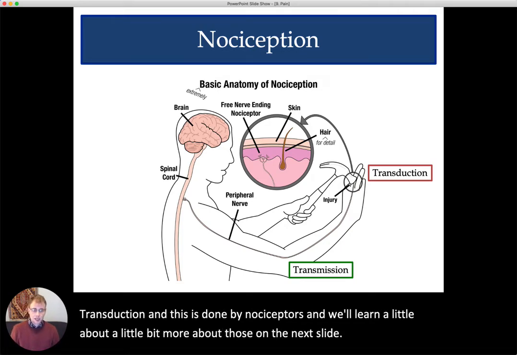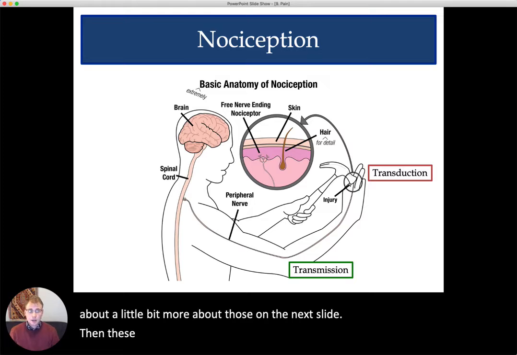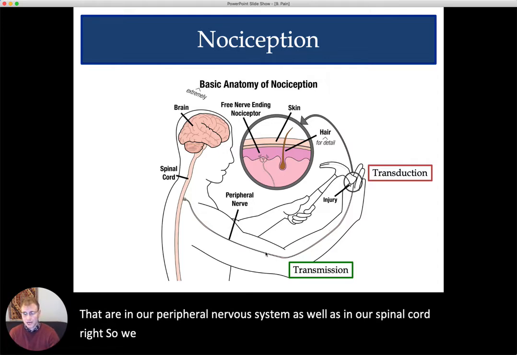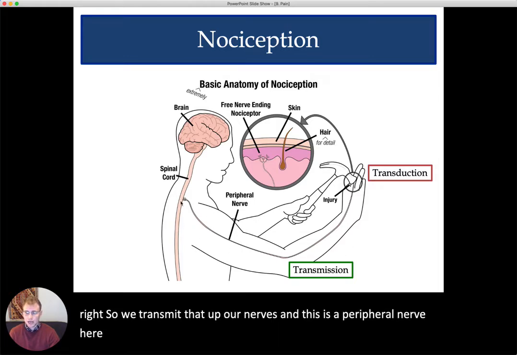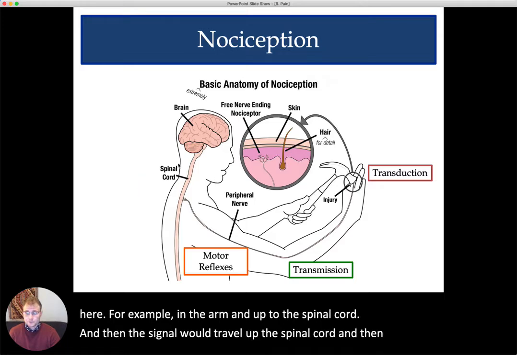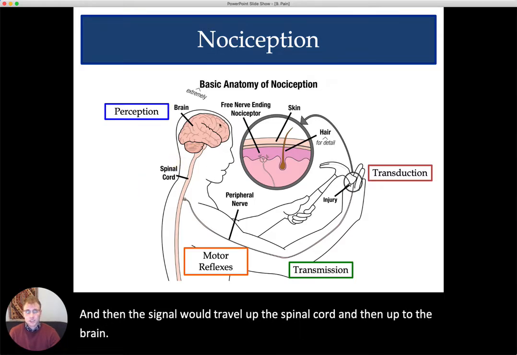Then these transmit that neural impulse via afferent or sensory neurons that are in our peripheral nervous system, as well as in our spinal cord. So we transmit that up our nerves, and this is a peripheral nerve here, for example, in the arm, and up to the spinal cord. And then the signal would travel up the spinal cord and then up to the brain, where we would perceive that pain.